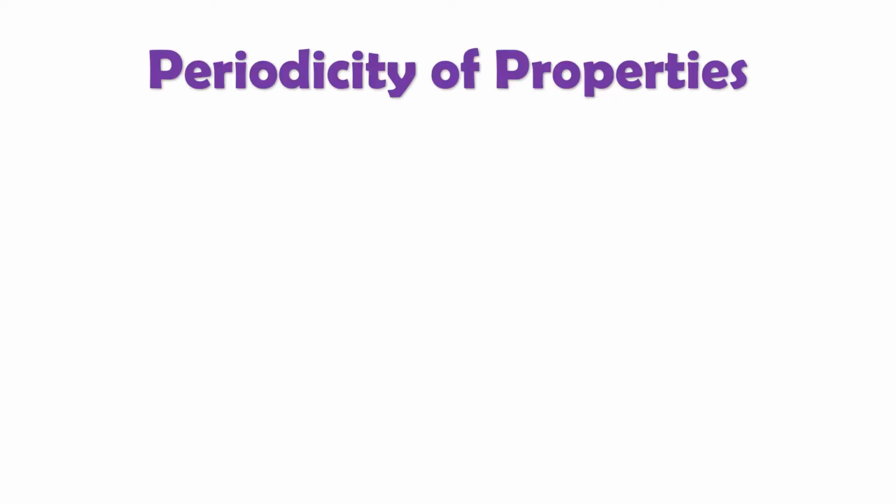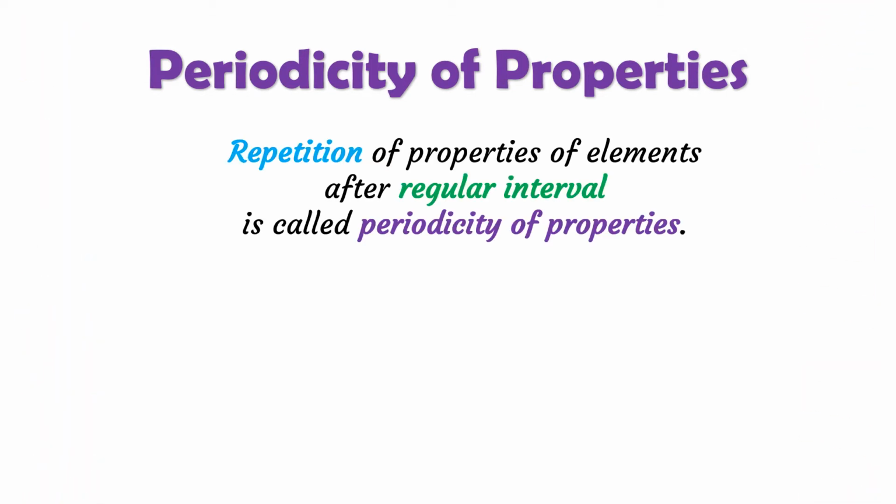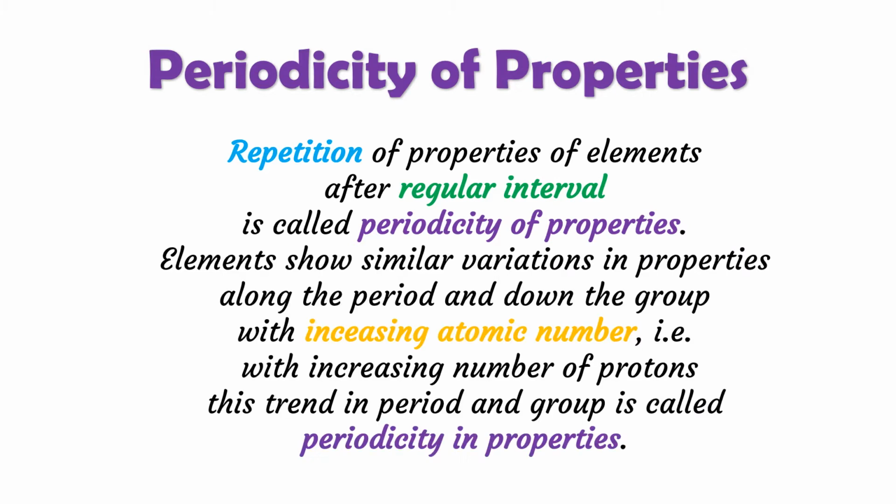What is periodicity of property? You all already know that repetition of properties of elements after regular interval is called periodicity of properties. Elements show similar variations in properties along the period and down the group with increasing atomic number. That is, with increasing number of protons, they show a slight variation in their properties. This trend in period and group is called periodicity in properties.